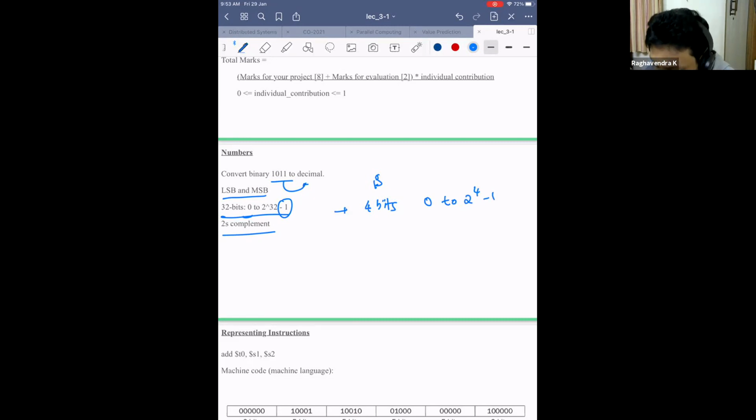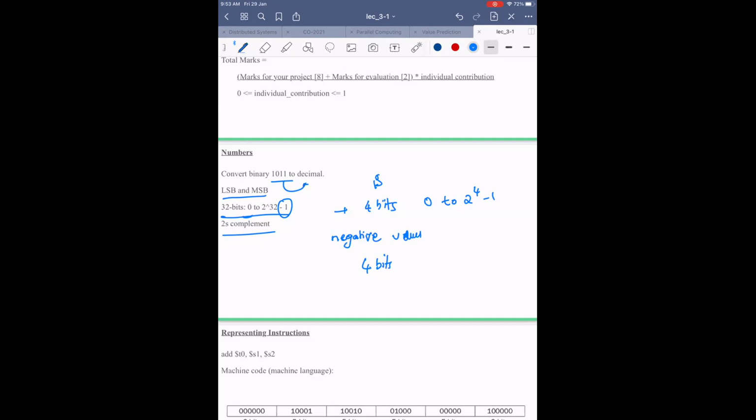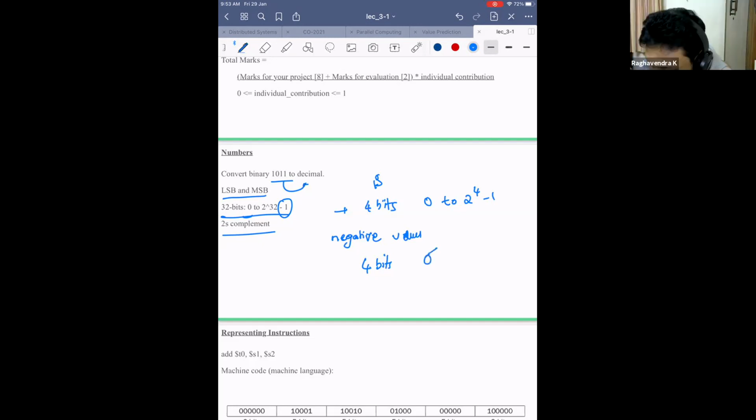But my challenge is to store negative values also, right? Because as a computer, I can't just say I will only represent positive values and I will never represent negative values. So I have to store negative values. So how do I know negative values? One of the easiest ways to do it is take the first bit, the MSB. If it is 0, I say it is positive.